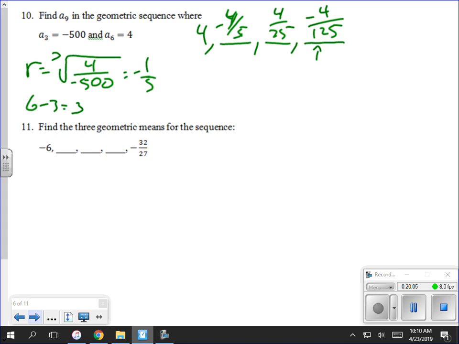Find the three geometric means. You have to figure out what r is, and then just multiply -6 times r, and then again to fill in the blanks. To find r, I have 1, 2, 3, 4 jumps, so it's the fourth root of the last one, -32 over 27 divided by -6.